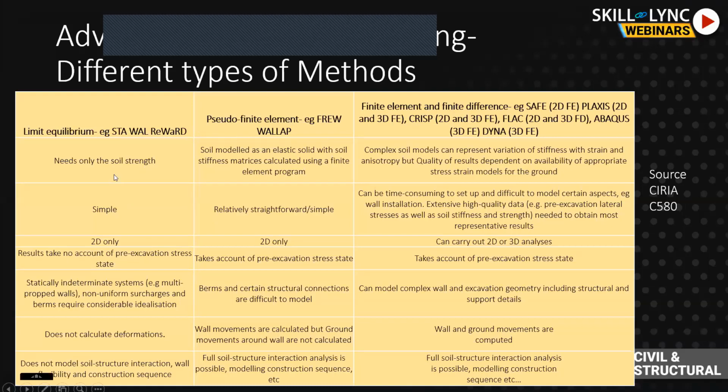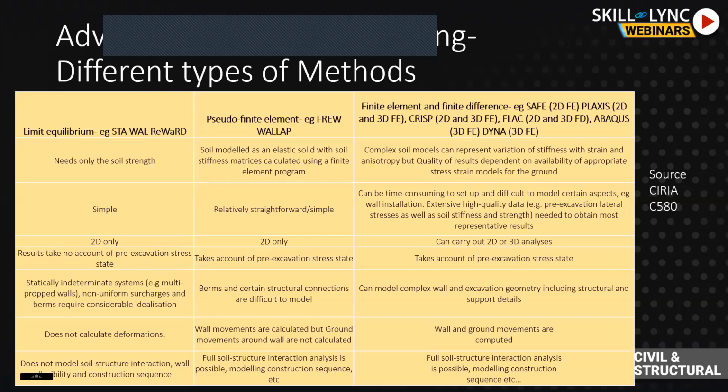If we compare all these, there are some advantages as well as disadvantages which we need to know. If we talk about limit equilibrium method, the input parameters are very few. It needs only soil strength, whereas Plaxis is a very complex program. It needs a complex soil model, which can represent variation of stiffness with strain and anisotropy. Wallap, on the other hand, needs an elastic solid. The soil is modeled as an elastic solid with soil stiffness matrices calculated as in a finite element program.